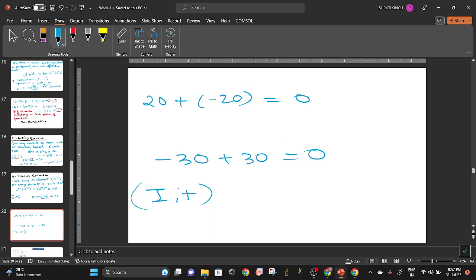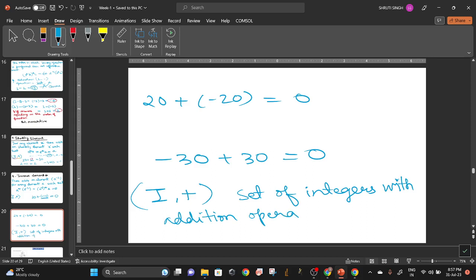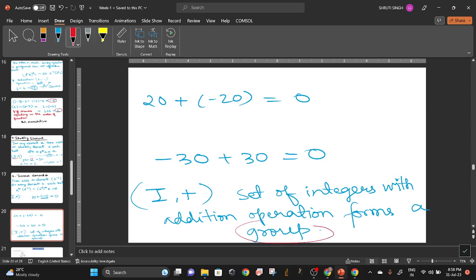So that's why the set of integers with the addition operation forms a group. Okay, now we came to the term group. Now it has become a group. Otherwise it was simply a set.